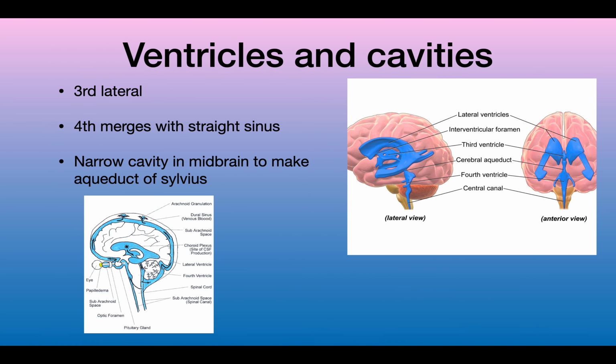So there's the third lateral ventricle, or the choroid plexus, and the fourth ventricle will merge right into the straight sinus. Straight sinus goes down and carries the CSF to the spinal canal. There's a narrow cavity in the midbrain, and that creates the aqueduct of Sylvius. So this is the general path of the CNS. It comes down, goes through the straight sinus, goes up through here, goes around, and gets distributed.